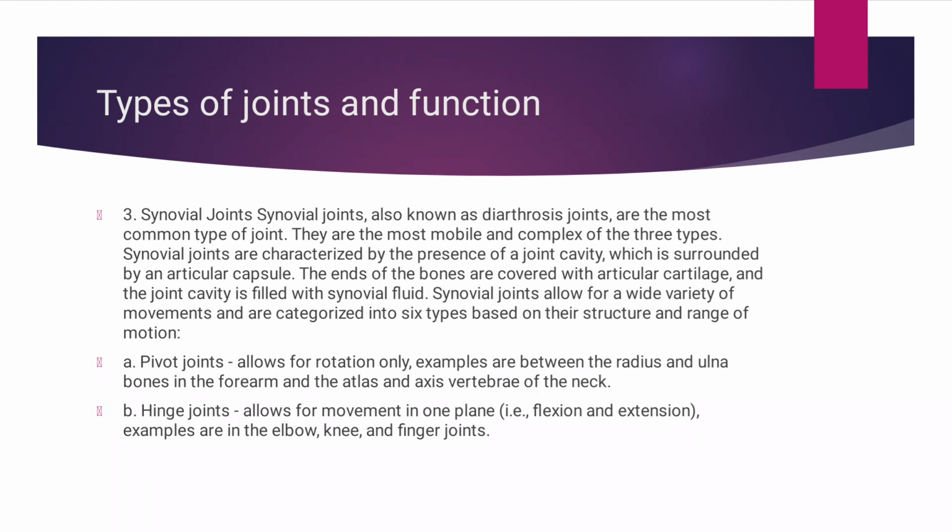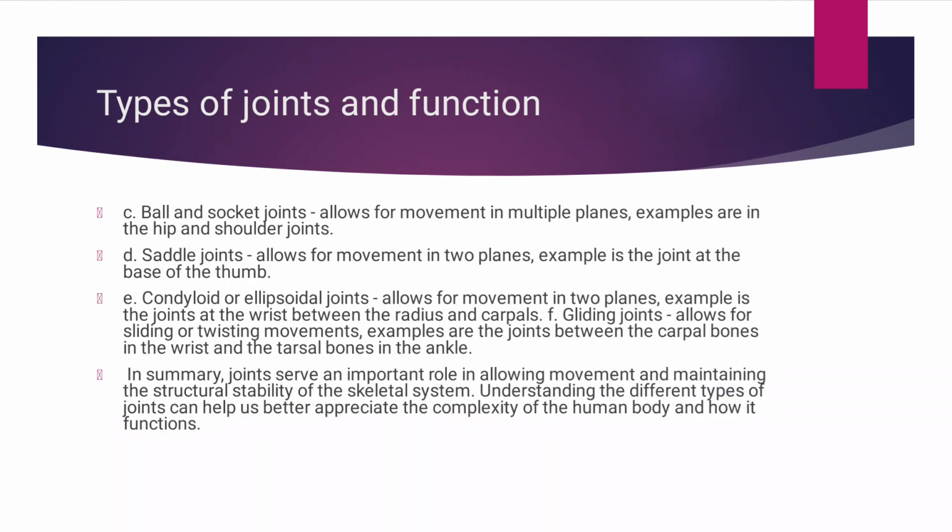Here the first one is pivot joint. It allows for rotation only. This is located between the ulna and radius bones in the forearm and the atlas and axis vertebrae of the neck. Then hinge joint. It allows movement in only one plane, either flexion or extension. Examples: elbow, knee and finger joints. The next thing is ball and socket joint, which allows movement in multiple planes. Examples: hip and shoulder joints.